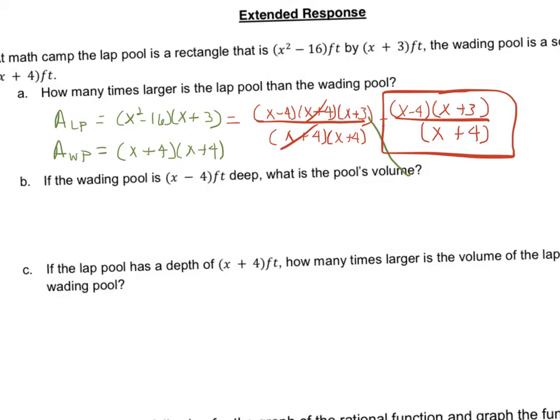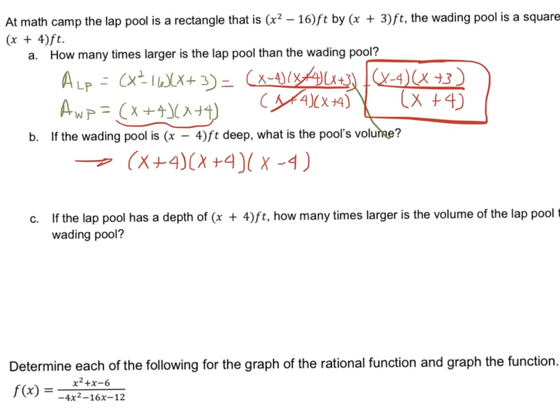The wading pool is x minus 4 feet deep. What's its volume? Well, here's its area. So length times width times depth. You could leave your answer like that, or you may want to multiply that out and get a cubic equation. Either one would be fine if they don't tell you exactly what they want you to do.